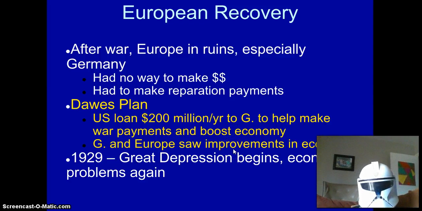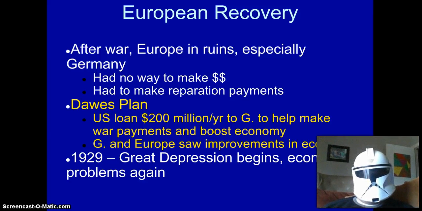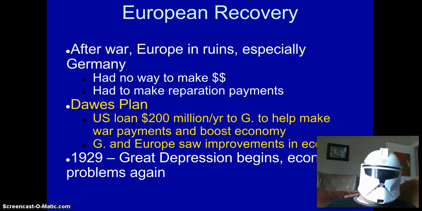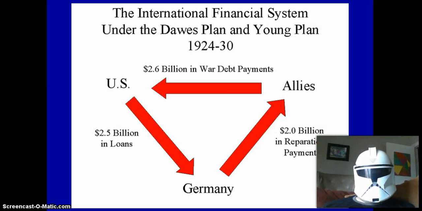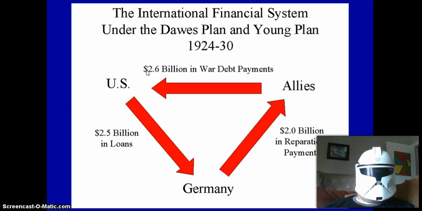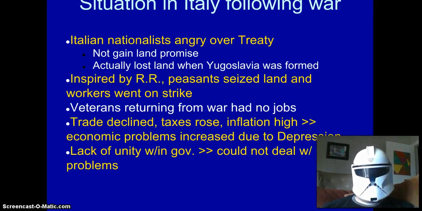So things started getting better, but then the Great Depression happens and economic problems happen once again with the Smoot-Hawley Tariff. As you saw in the previous lesson, because of this tariff, the whole depression spread worldwide. The financial system under the Dawes Plan and Young Plan is where the U.S. gave money to Germany, Germany gave money to the Allies, and the Allies gave money back to the U.S. So it's sort of a triangle, trying to show you the circulation flow of money as well.